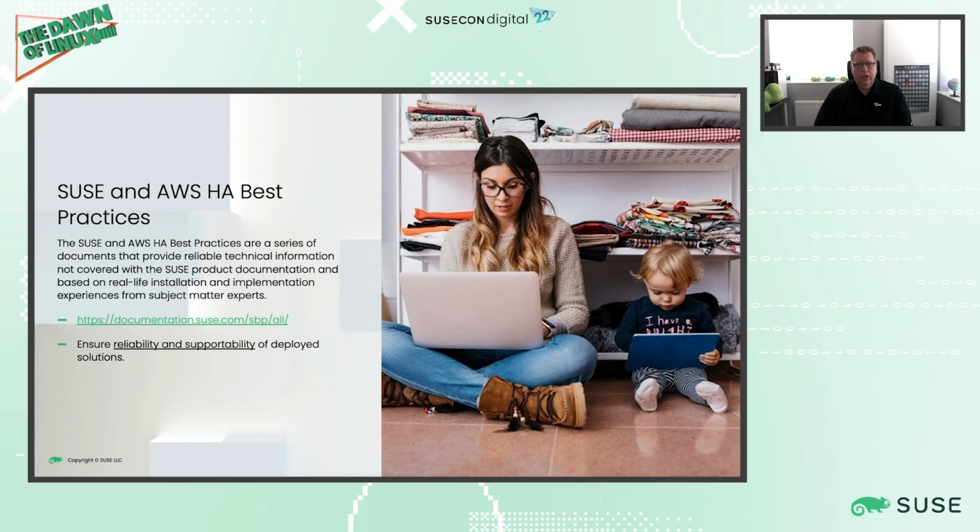So to finish up, probably the best way to avoid pitfalls when building your cluster on AWS is to follow the documentation. And we actually have some specific best practice guides for running HA on AWS and building clusters with SUSE there. Now, obviously, it's important to reference those guides to make sure that whatever you build is built on a solid foundation. But it's not just a case of downloading and reading and following them.